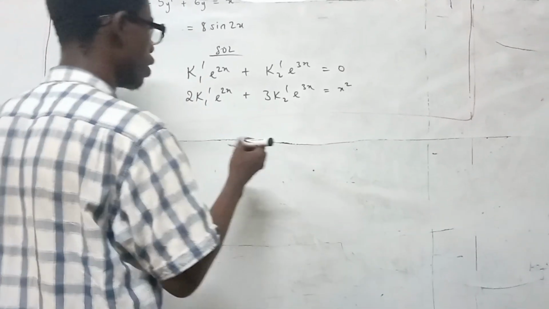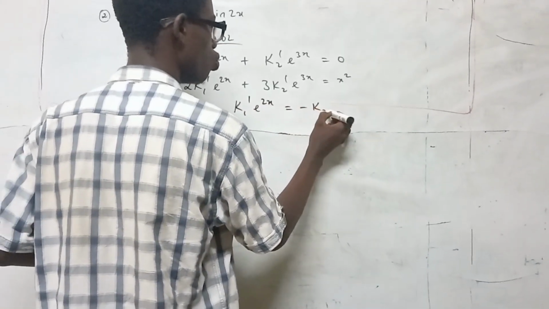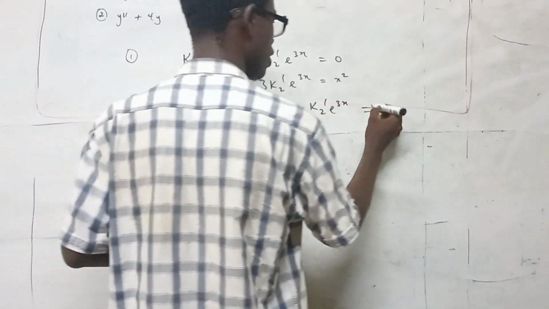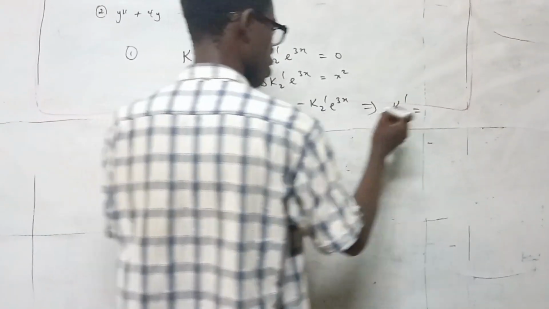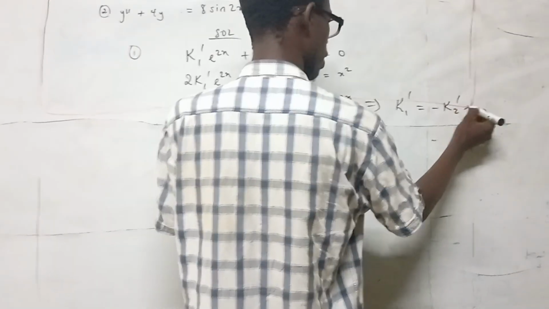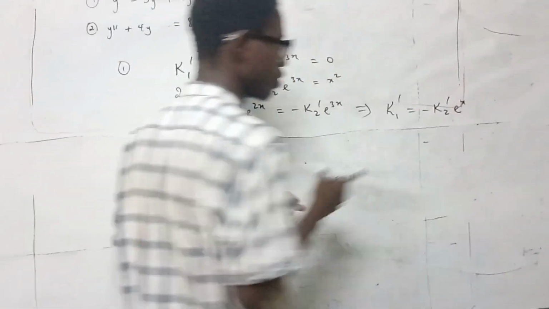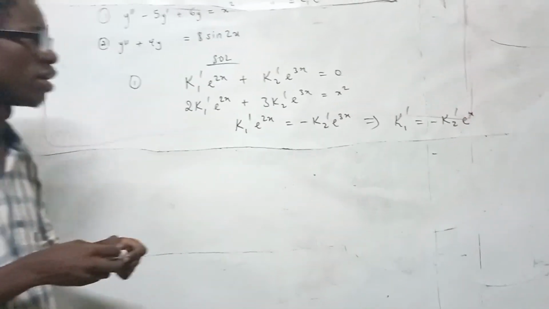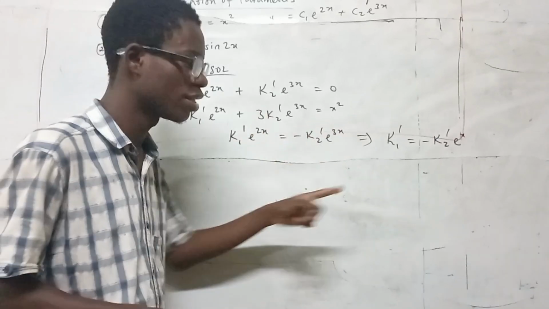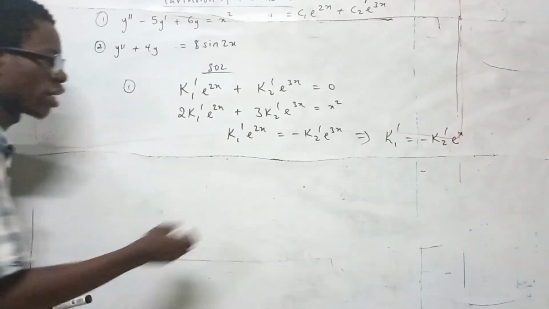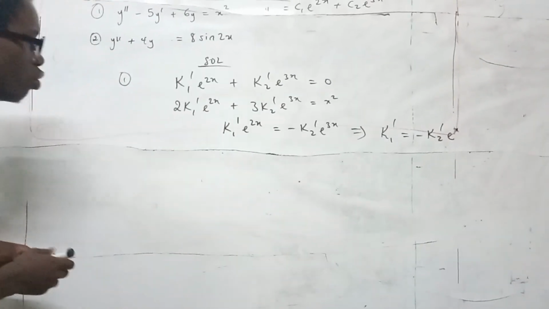From the first equation, we can write k1 prime e raised to power 2x equals minus k2 prime e raised to power 3x, which implies that k1 prime equals what? Minus k2 prime e raised to power, if I divide both sides by e raised to power 2x, 3x minus 2x, that is e raised to power x. So I can now substitute this into equation 2.